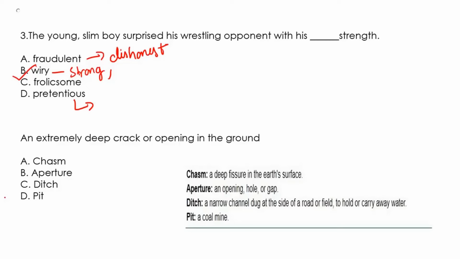Next is an extremely deep crack or opening in the ground. So basically you have to tell the one word for this. So for this one, the correct answer will be chasm. And you can even see what the meanings are. For chasm, the meaning is a deep fissure in the earth's surface. For aperture, that is an opening, hole or gap. Ditch is a narrow channel dug at the side of a road or field to hold or carry away water. And next is pit. So pit we can say a coal mine. Fine. So this is for this particular question.